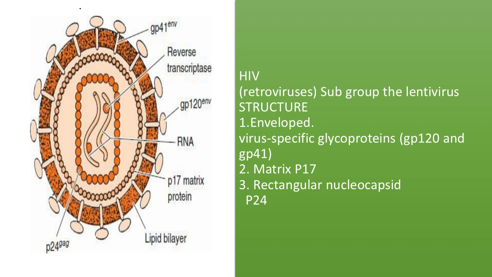the nucleocapsid of HIV is rectangular. Look at this structure, it is rectangular, and this is called the nucleocapsid. Now the question arises: which protein forms the nucleocapsid of HIV? This protein is called P24.